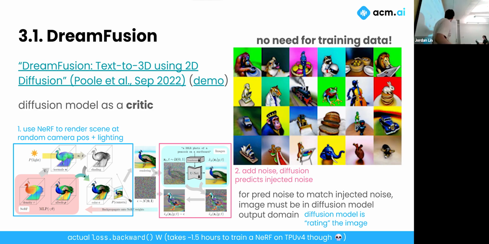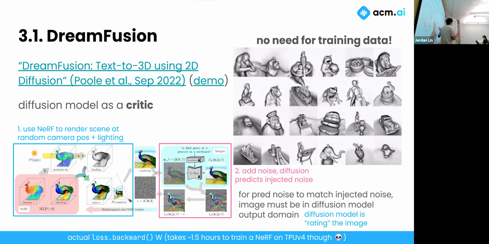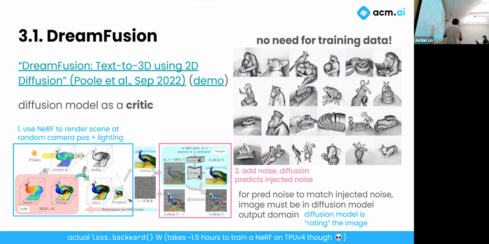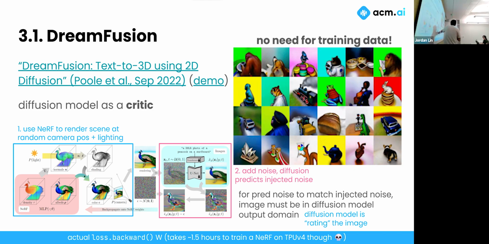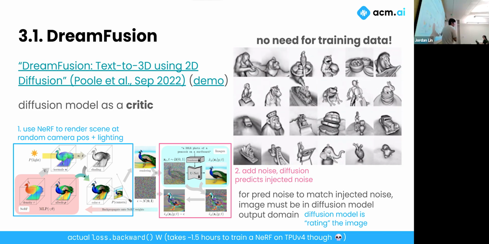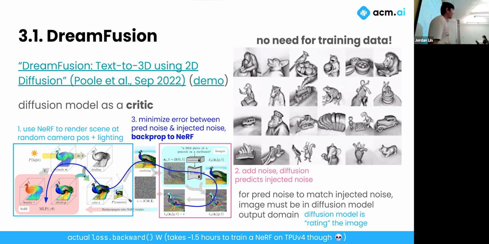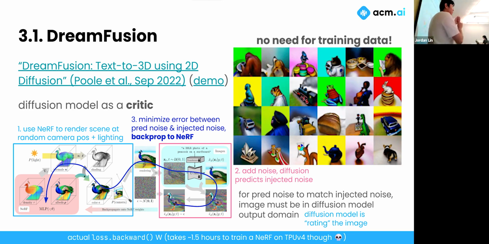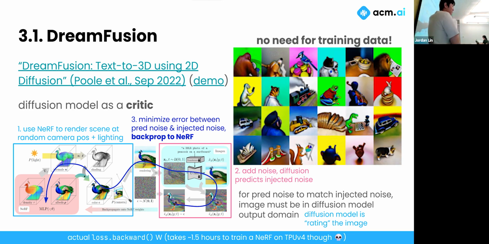and the diffusion model will try to denoise that, right? Specifically, what the diffusion model is doing is it's calculating the loss between our predicted noise and the noise that we added. And what we do, we just backpropagate that all the way back to the NeRF, and that's our training step. And we do that over and over again, and you're able to generate stuff like that.